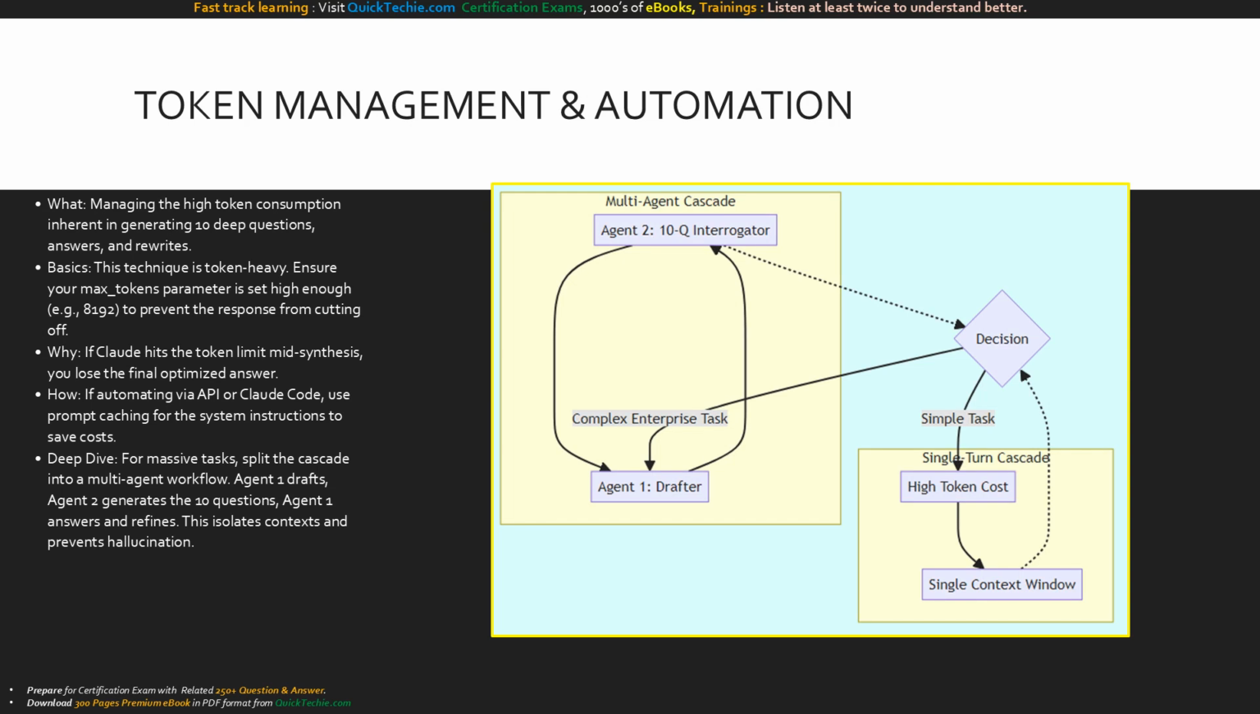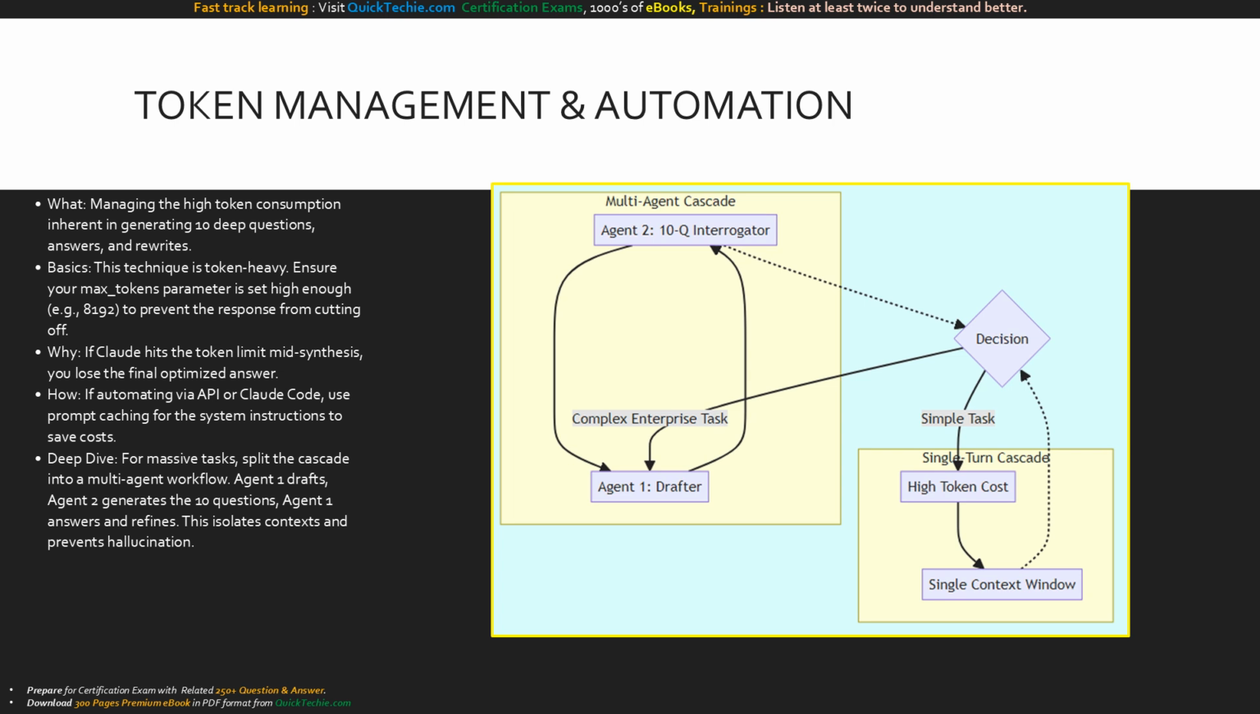We must discuss the engineering reality, token management. The self-questioning cascade is brilliant, but it is token-heavy. The basics: you are asking Claude to generate a draft, 10 deep questions, 10 answers, and a final rewrite. You must ensure your max tokens limit is set very high, such as 8192, to prevent the response from abruptly cutting off. Why? If Claude stops generating mid-synthesis, you lose the entire value of the exercise.